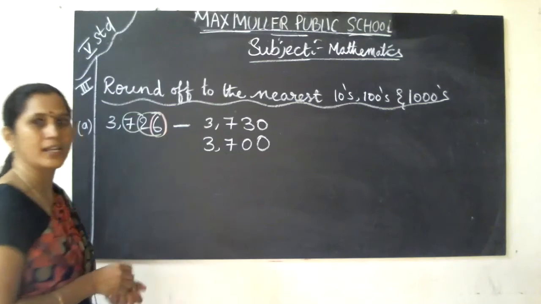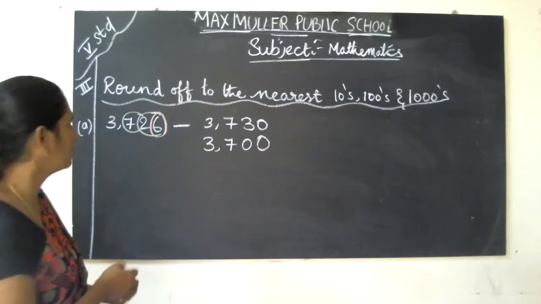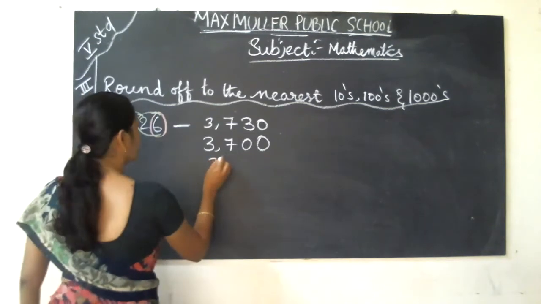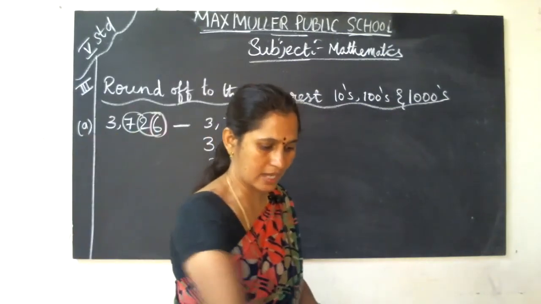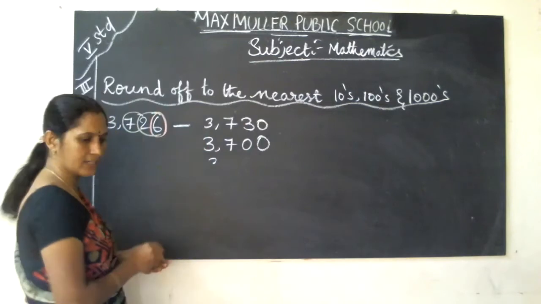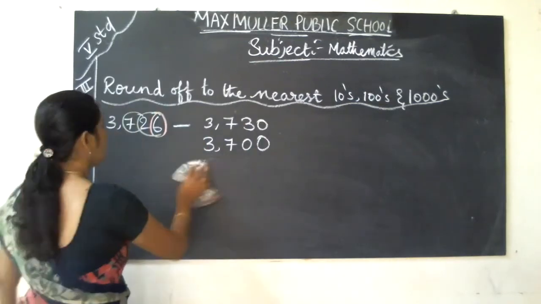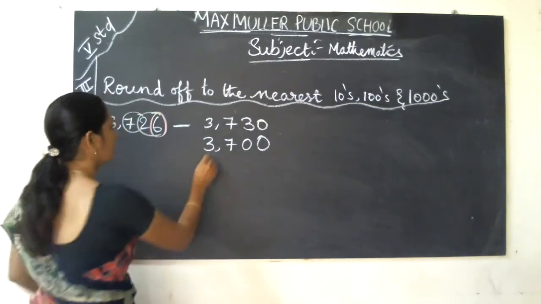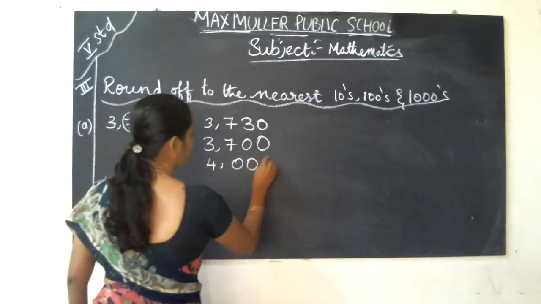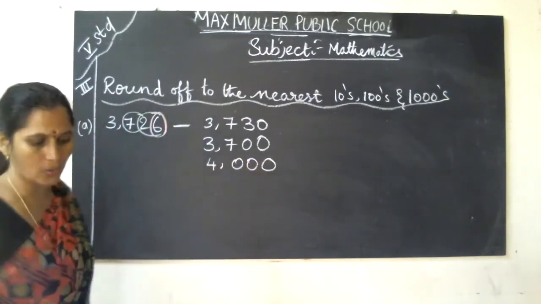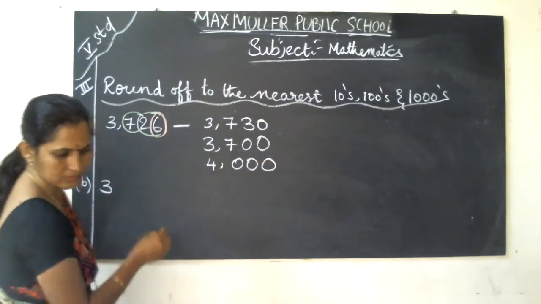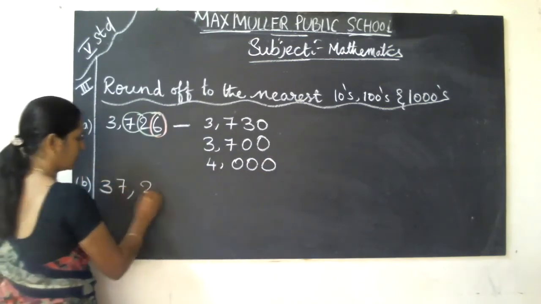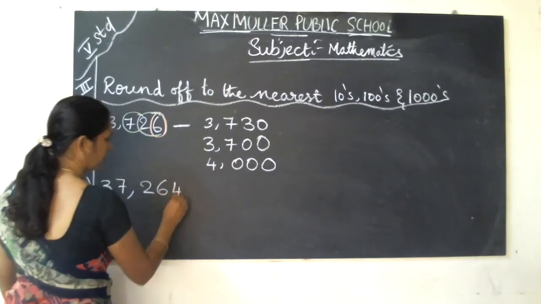7 is there. So 7 is greater than 5. So it will become the next 1,000. 7 is greater than 5, so it has to round to the next 1,000. Is it? So it will become 4,000. Next, one more sum. 37,264.